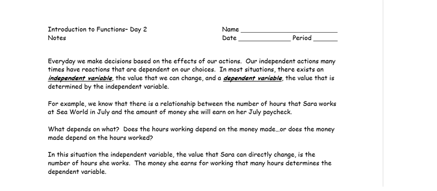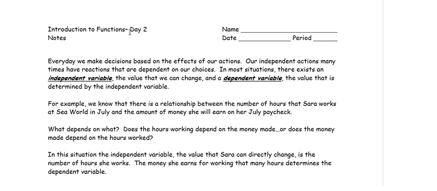There are some concepts, again, that I've talked about in Math 6, and now you're just extending on some of those topics. So every day we make decisions based on effects of our actions. Our independent actions may many times have reactions that are dependent on our choices. In most situations, there exists an independent variable, the value that we can change, and a dependent variable, the value that is determined by the independent variable. We've discussed this.